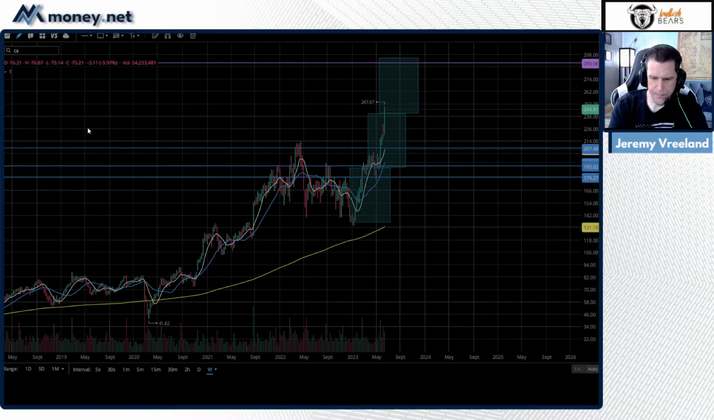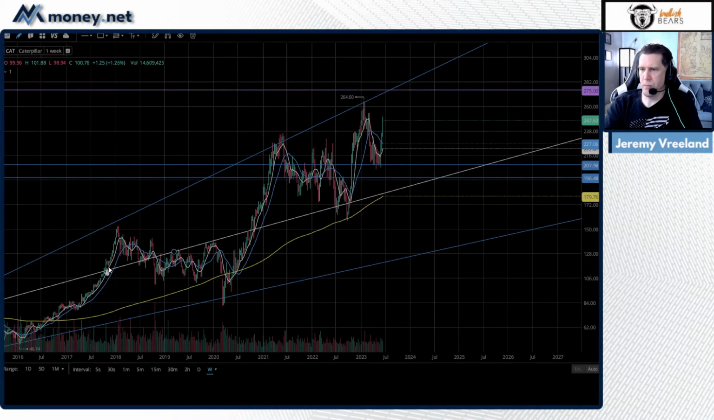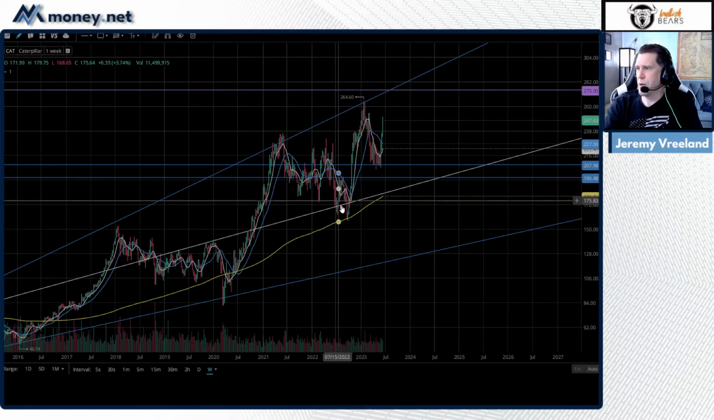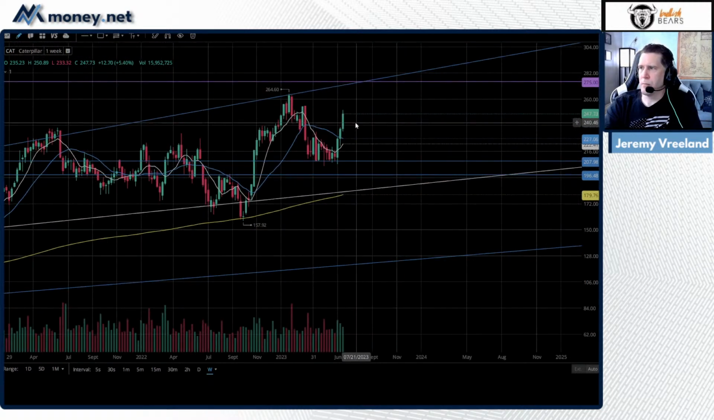Let's see here. Caterpillar. Not one that I regularly trade, but I perhaps should have. This is a pretty easy setup. We got our regression line here, bounced off, made it through the accumulation zone, came back, tested it. Now we're back bullish again. Can we sit to the target?